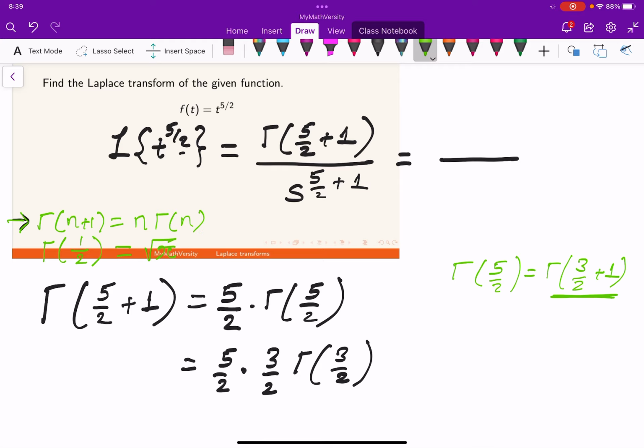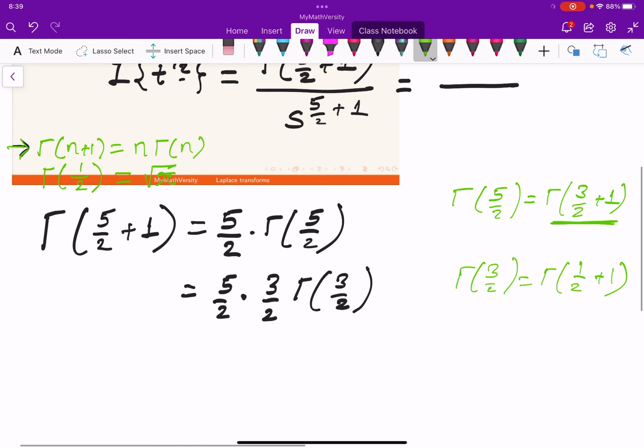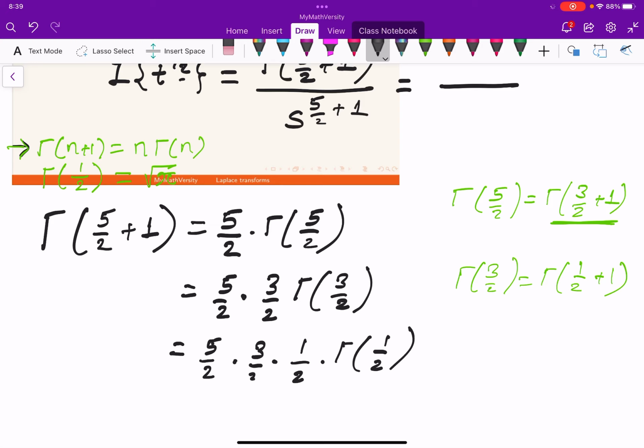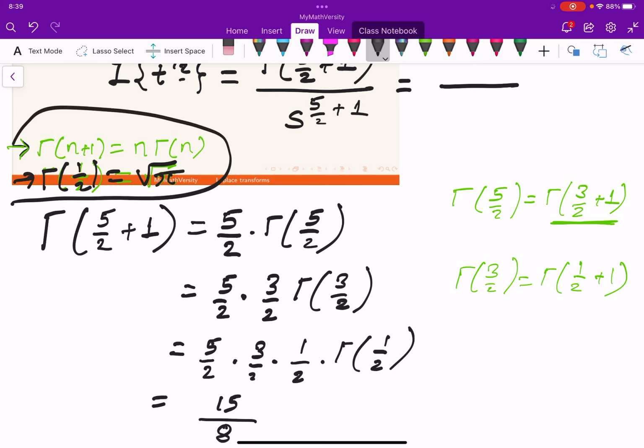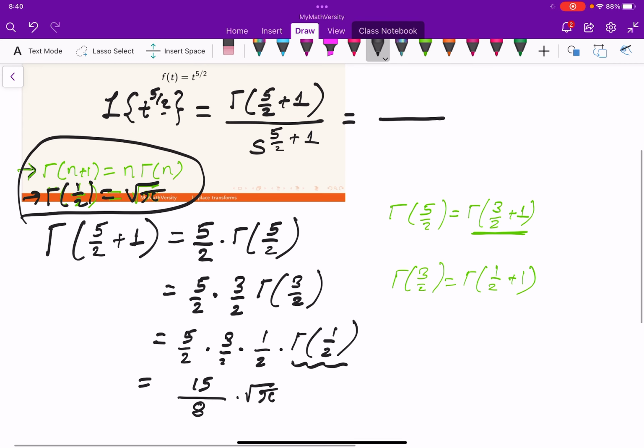And then again, gamma of 3/2 means gamma of 1/2 plus 1. So we can further reduce gamma of 3/2 as 1/2 times gamma of 1/2. Then we have 5 times 3 is 15, divided by 2 times 2 times 2, which is 8. And then we just need to know what gamma of 1/2 is, which we said over here is just the square root of pi, right? That's what we said earlier, and we can write that down here instead of gamma of 1/2. So 15/8 times square root of pi should be the value of gamma of 7/2, or gamma of 5/2 plus 1.